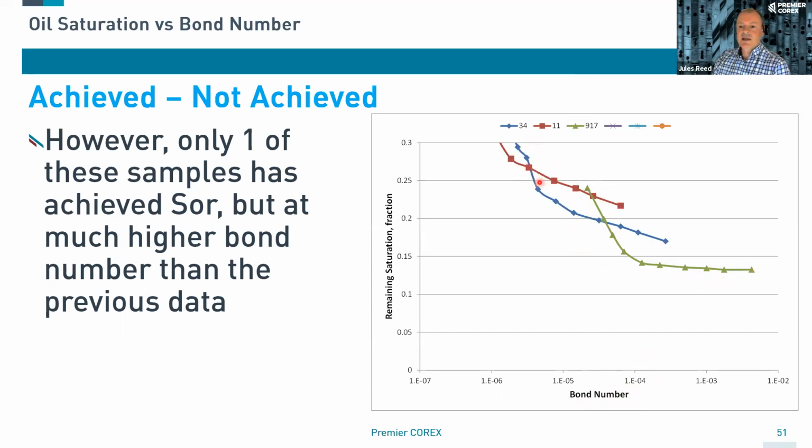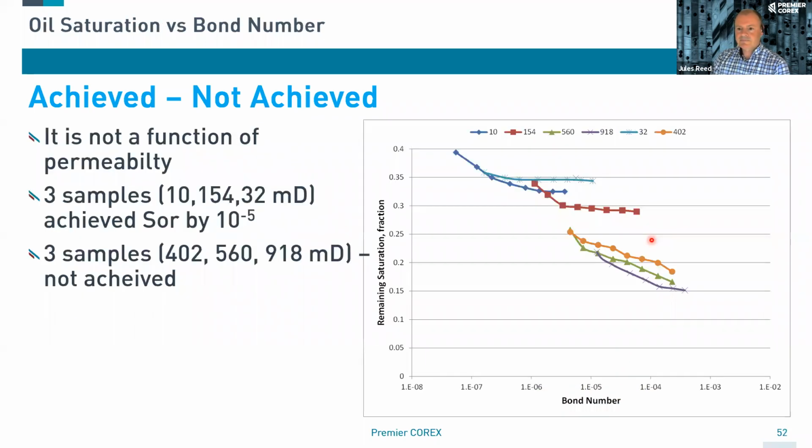Whereas these samples here, they still have not achieved true residual, and we're above 10 to negative 5 and 10 to negative 4 in this particular case.